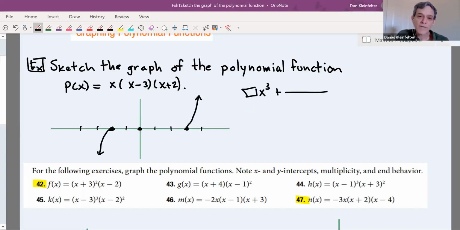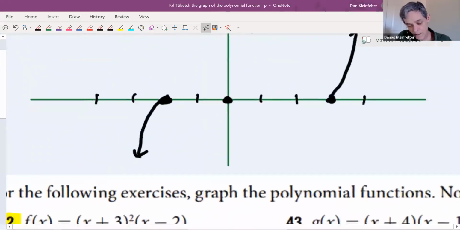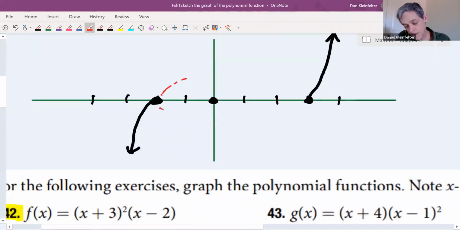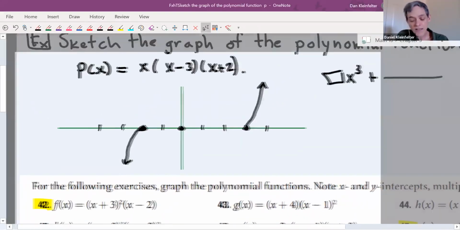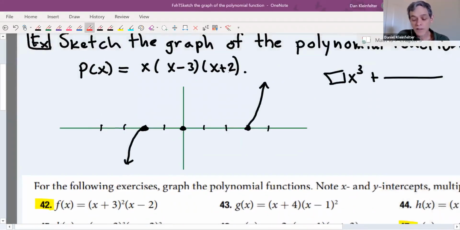Now for the next part, we have to use the behavior of a graph near its zeros to know what to do. Should I make the graph come up like this, or should it turn around and come back? We have to know the answer to that question, and what dictates that is the multiplicity of the zeros. Looking back at our factored form, the zero at negative 2 has multiplicity 1. All these zeros have multiplicity 1. That means the graph is going to cross everywhere. So the graph is going to look basically like that.